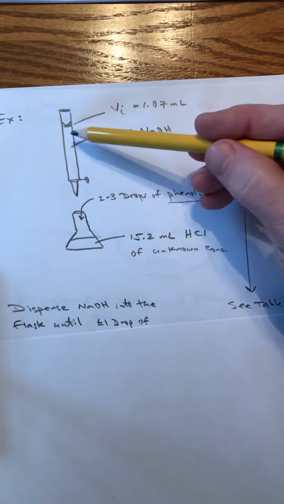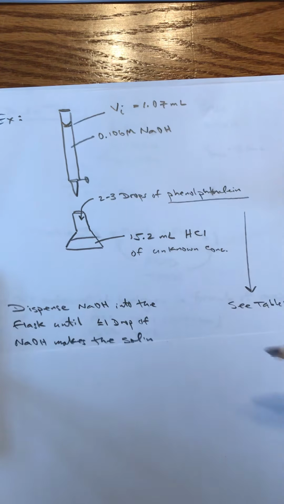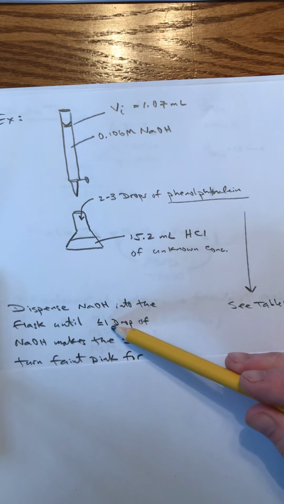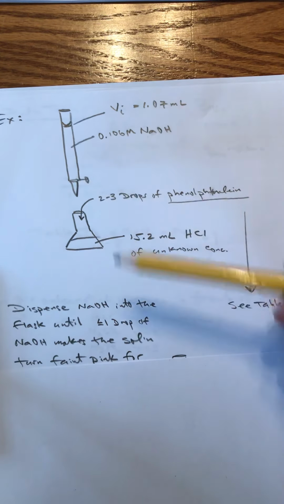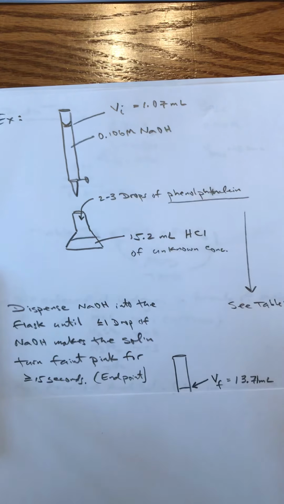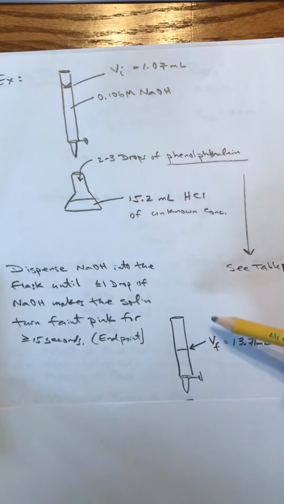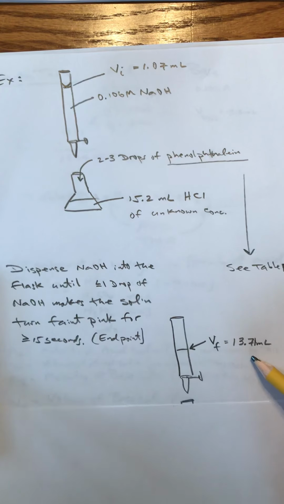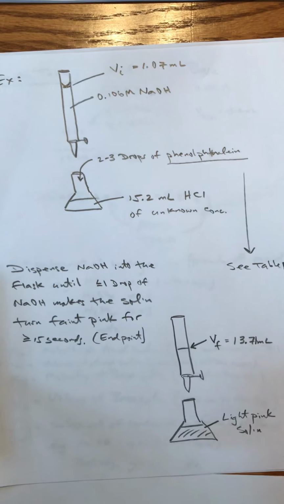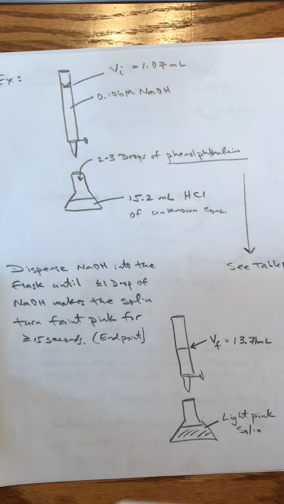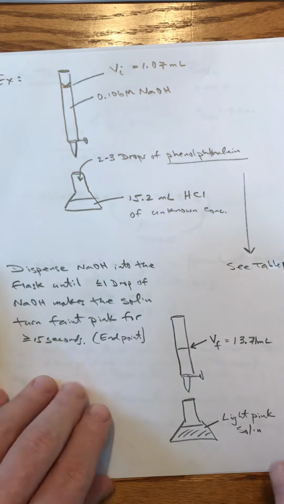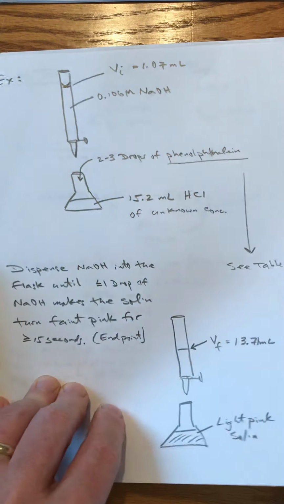So you slowly dispense sodium hydroxide into the acid until less than one drop of the base makes the solution turn a faint pink for 15 seconds or more. That's what they call the end point of this titration. Let's just say you dispensed, and your final volume here was 13.7 milliliters, and you get a light pink solution that stays for 15 seconds or more. Usually you do these in twos, threes, fours. The more you do it, the more accurate, with a larger range of data.